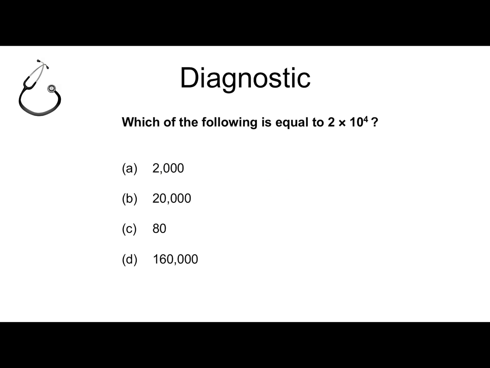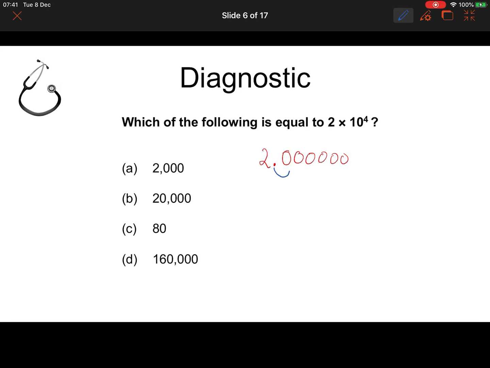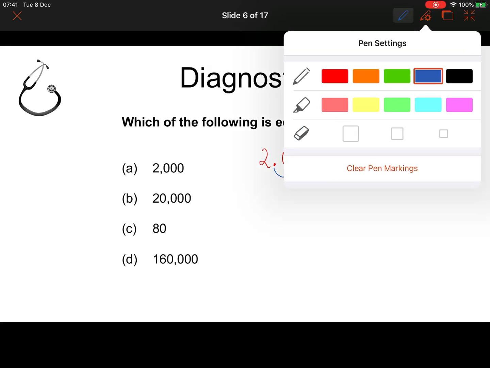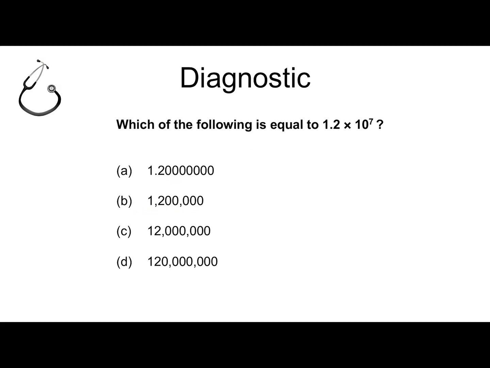Which of the following is equal to 2 times 10 to the 4? Well, again, let's write down 2 and then a decimal point, and let's write some zeros to get me going. And then let's count to the right to make my number bigger. 1, 2, 3, 4. We can see that my answer has to be 20,000. That's the right answer there.